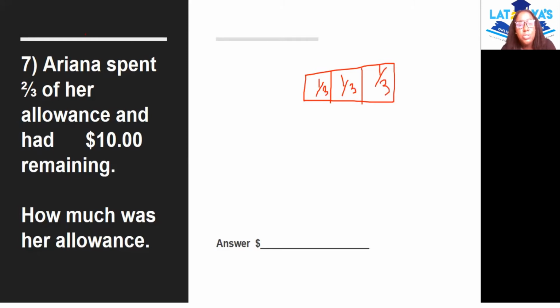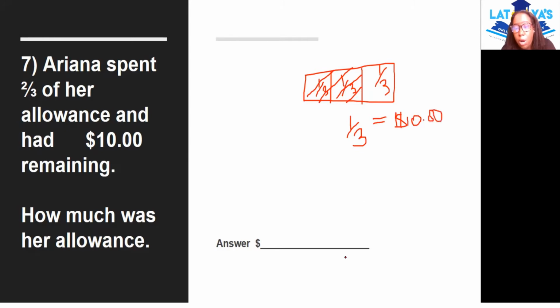So here represents 1 out of 3 parts, 1 out of 3 parts, and 1 out of 3 parts. She spent 2/3 of her allowance, and she had $10 remaining. So that means she has 1/3 of her allowance remaining. So this question is telling me that 1/3 is equal to $10.